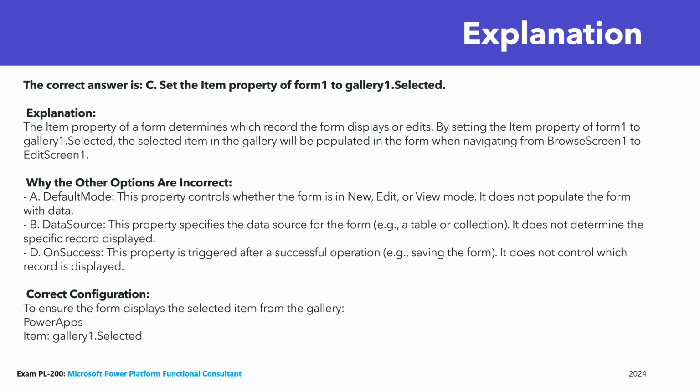Why the other options are incorrect. A. Default mode. This property controls whether the form is in New, Edit, or View mode. It does not populate the form with data. B. Data source. This property specifies the data source for the form, e.g., a table or collection. It does not determine the specific record displayed. D. OnSuccess. This property is triggered after a successful operation, e.g., saving the form. It does not control which record is displayed. Correct configuration. To ensure the form displays the selected item from the gallery, Power Apps: Item = Gallery1.Selected.